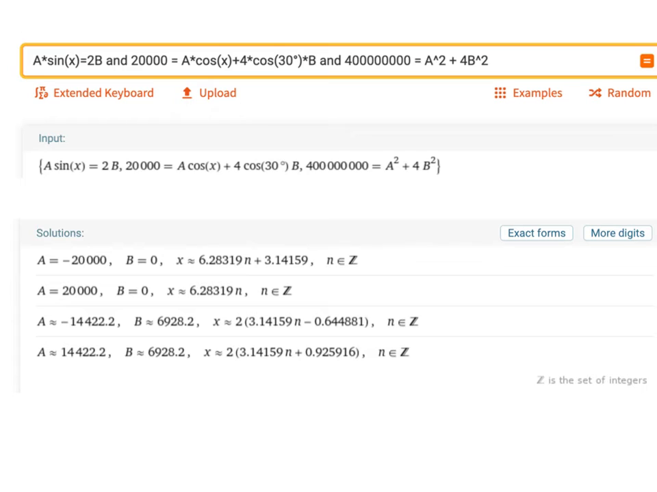So at the top here, you'll see that that's what I typed in. Okay, so I use the asterisk to do multiplication. When you do sine and cos, make sure you put the angle in brackets. Use the word and. So after I type my first equation, use the word and, meaning I'm going to talk about my second equation. And then I type in my third equation after that. That 400 million equals A squared plus 4B squared.